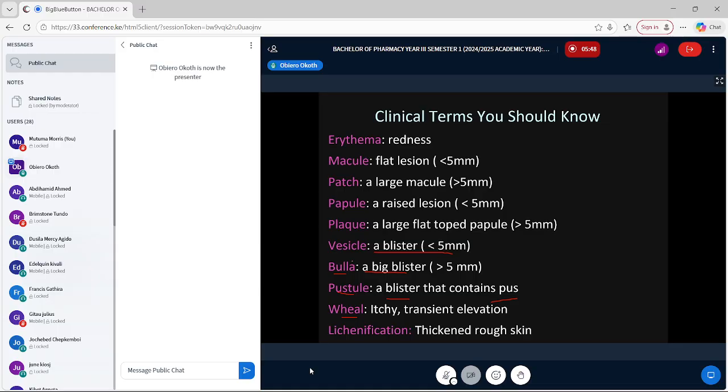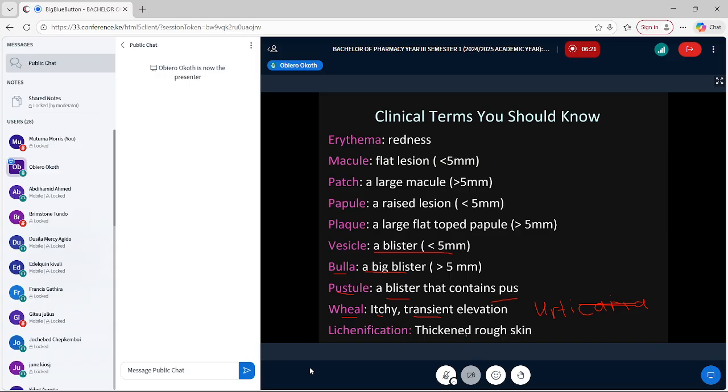And when this papule occurs suddenly, the term we use is a wheal or urticaria, like what you get with acute drug reactions like anaphylaxis. This is urticaria. When you say lichenification, it means a thickened and rough skin. These are the clinical terms. These are the common clinical terms.